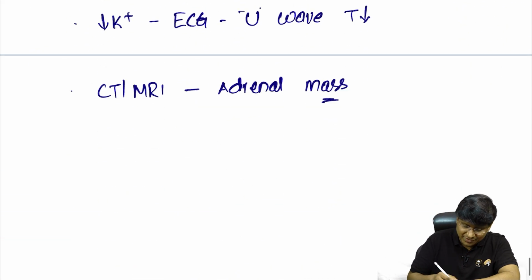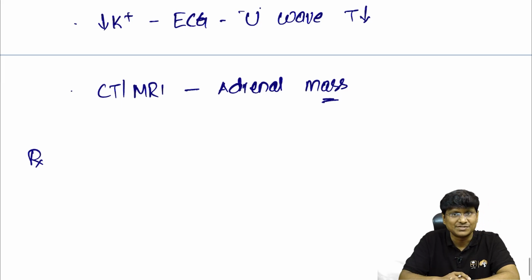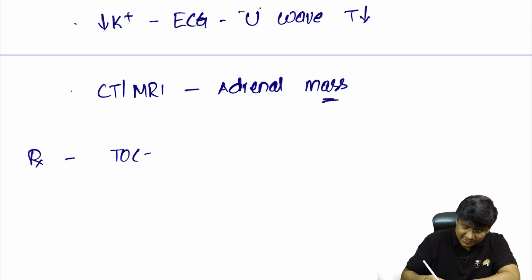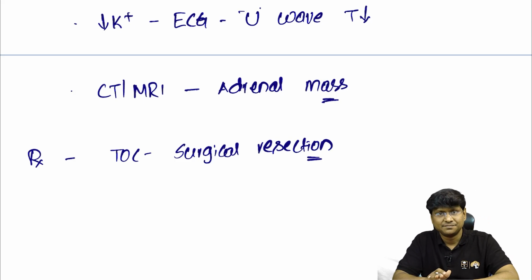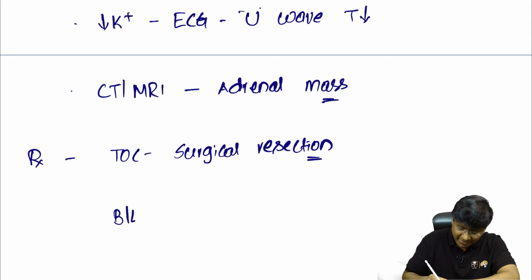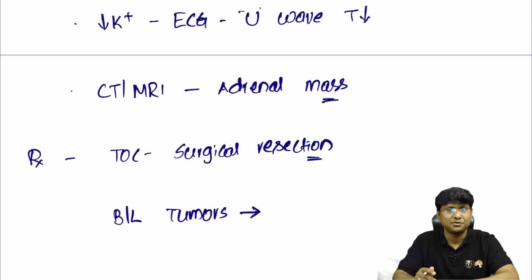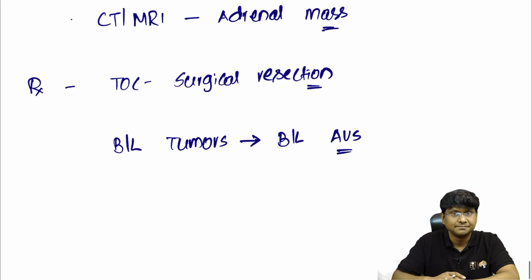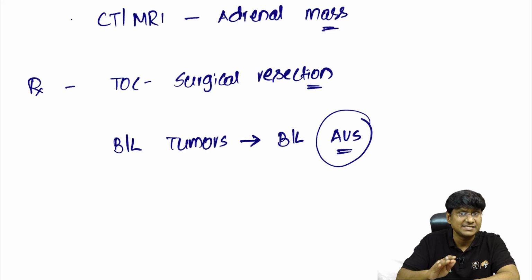Then how will you be treating these patients with Conn syndrome? The treatment of choice is surgical resection of the tumor, right? But the problem is if the patient has bilateral tumors. How will you identify the presence of bilateral tumors? That is by doing bilateral adrenal venous sampling.